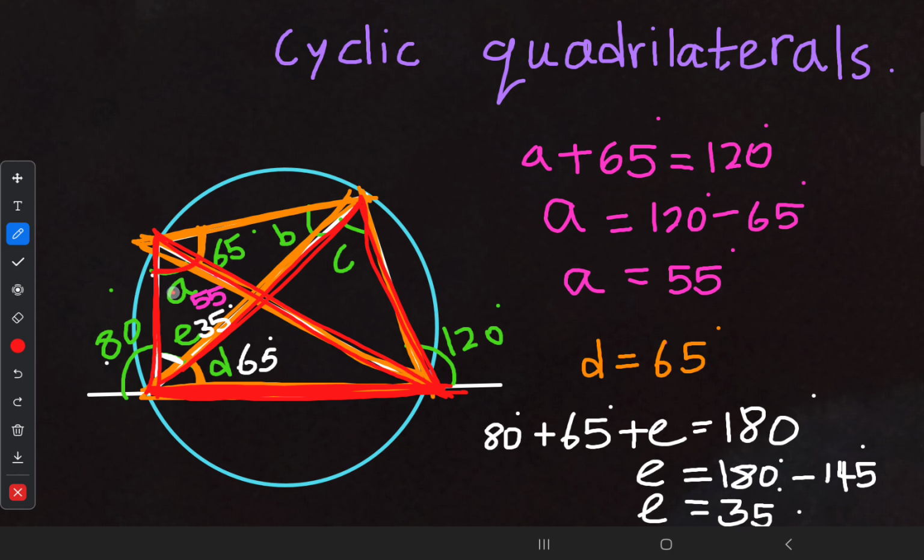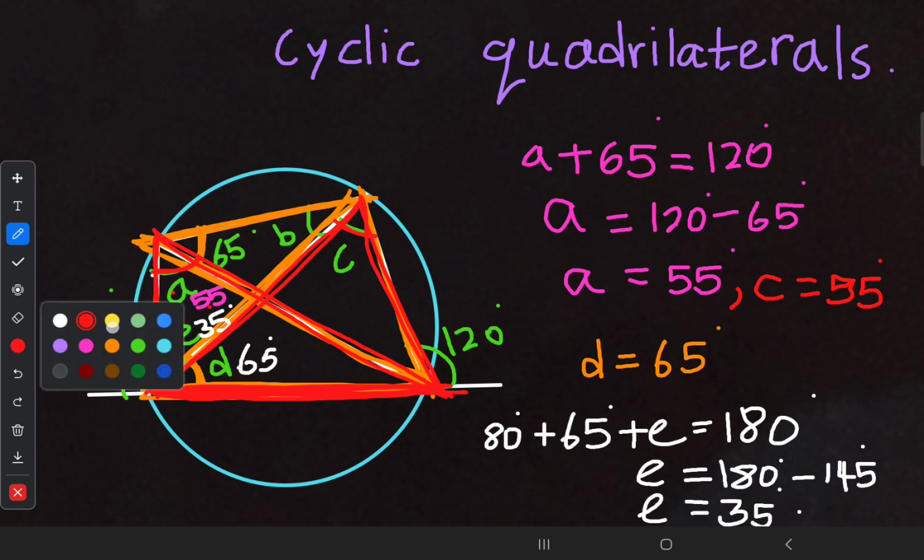are the same. So if A is 55, C also should be 55 degrees. And the remaining one we have to find is the magnitude of B. For that, let's use the exterior angle theorem. If this exterior angle in a cyclic quadrilateral is 80, it equals the sum of the interior opposite angles.